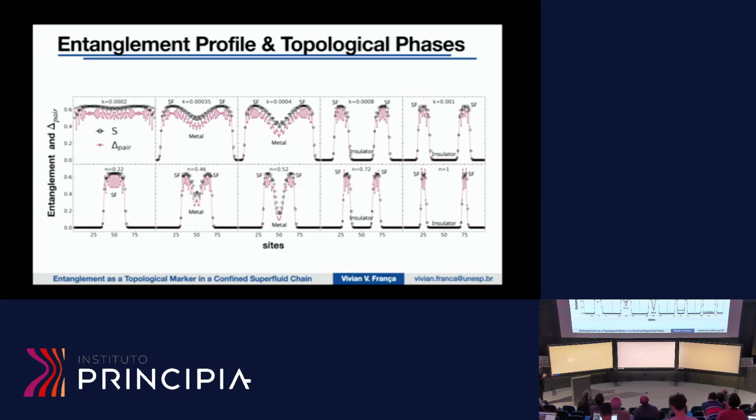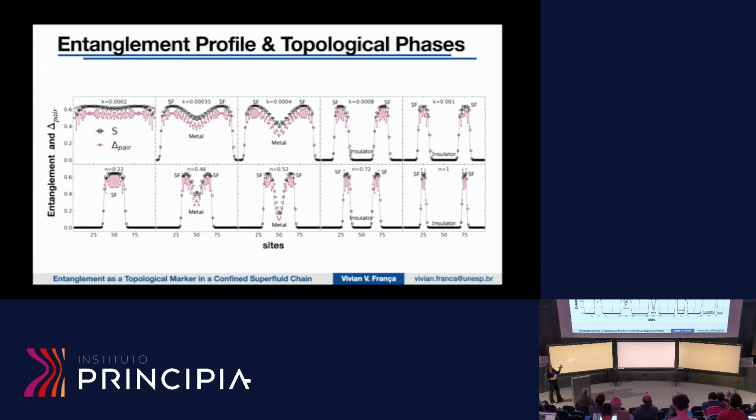And the idea here is that when we do that, the black curves are for the entanglement profile, and the pink ones are for the pair superconducting order parameter. What we see is that we start with a superfluid with maximum entanglement, or close to the maximum. Then when we increase the confinement, something appears in between, with a smaller degree of entanglement and a smaller pair correlation too. And as we go further to the maximum, we see the insulator that we already expected.